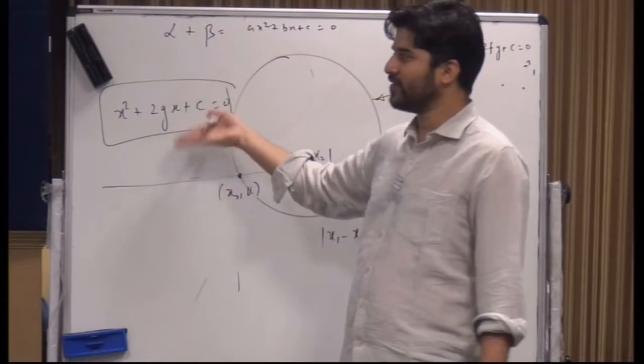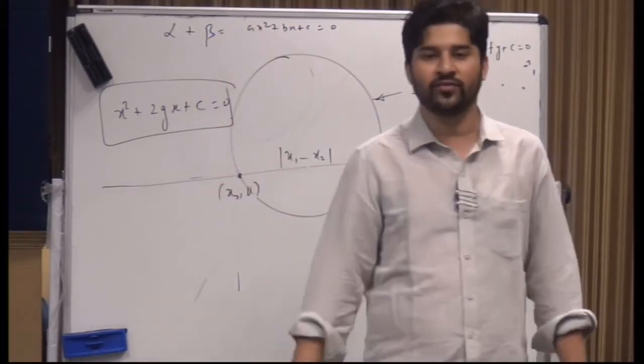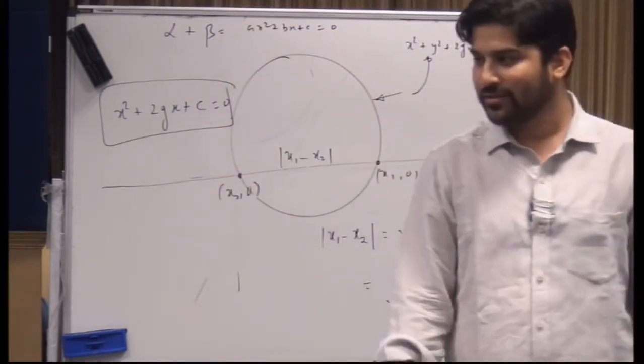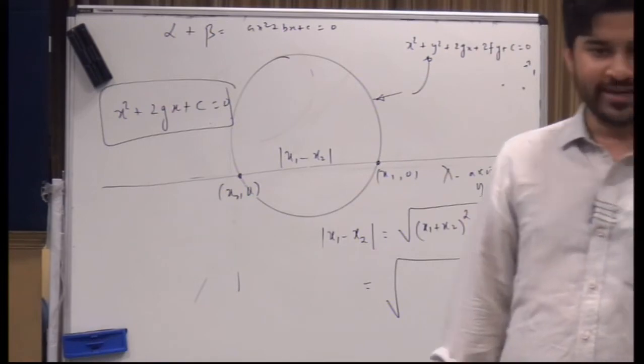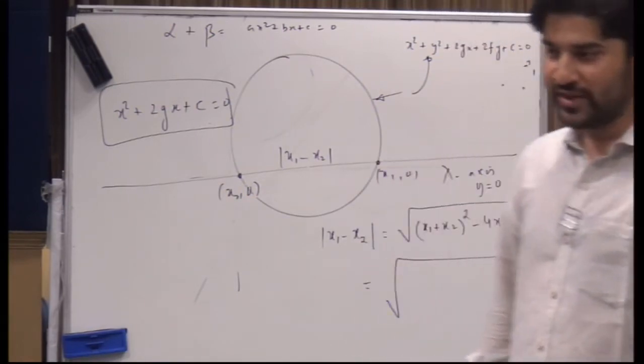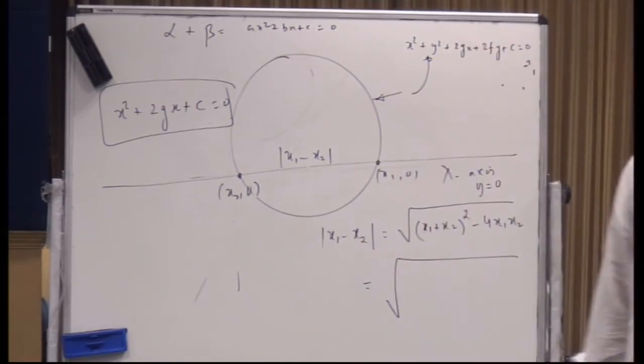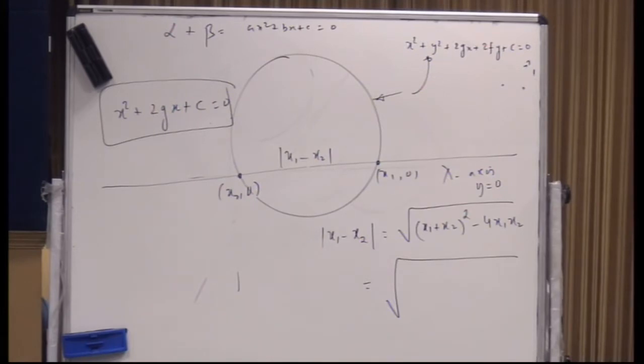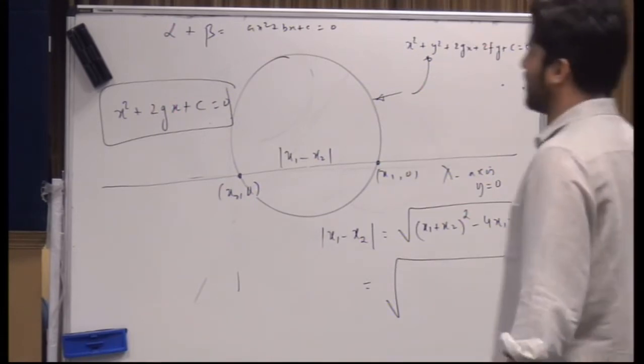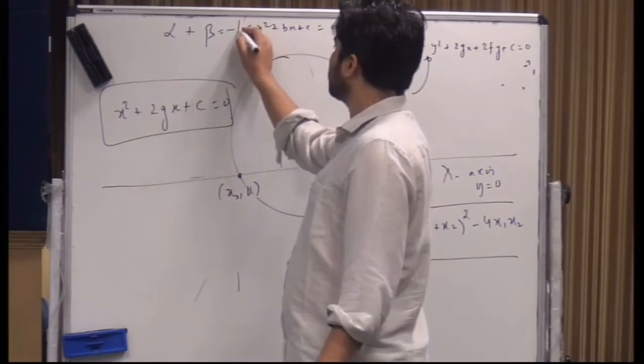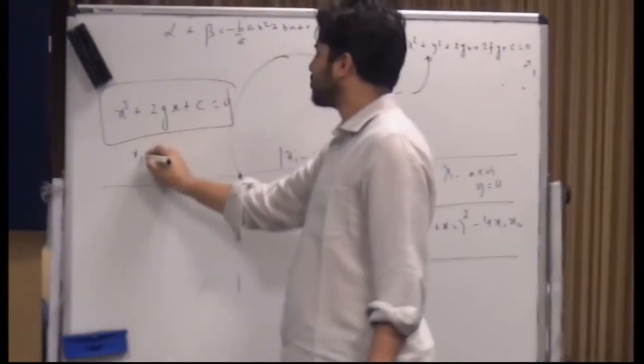Last class we were dealing with this. We were trying to find the length of chord. You didn't revise? You all didn't revise, right? That is why you are getting so stuck now in giving the basic result, which you have already studied in class 10th. So what is alpha plus beta? So what is x1 plus x2 going to be?